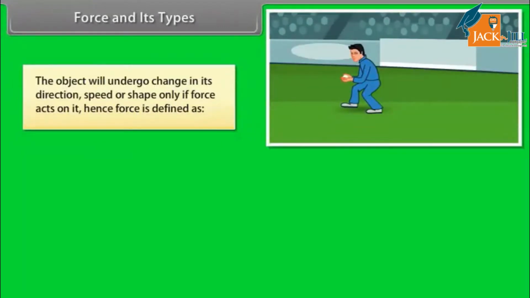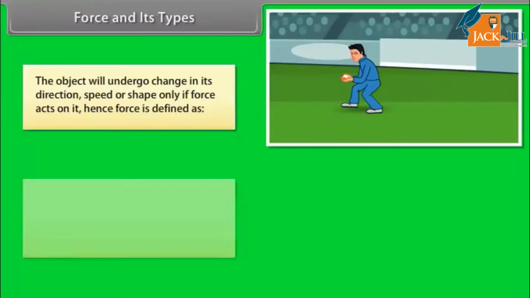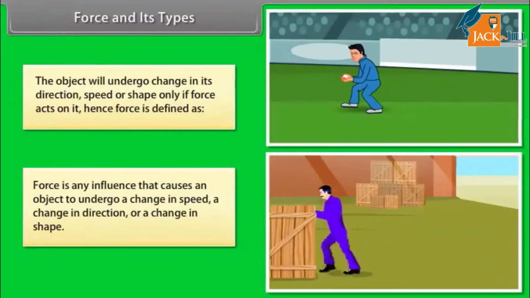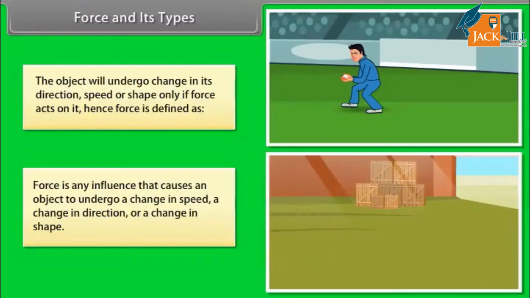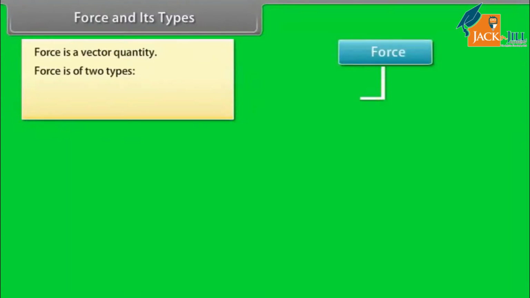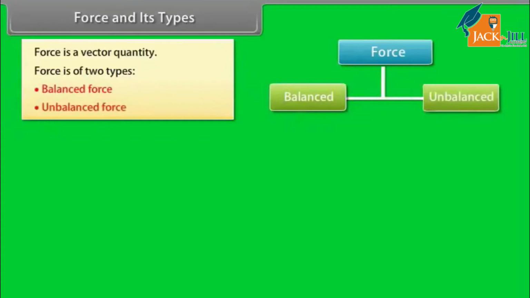Hence, force is defined as: force is any influence that causes an object to undergo a change in speed, a change in direction, or a change in shape. Force is a vector quantity. Force is of two types: balanced and unbalanced.